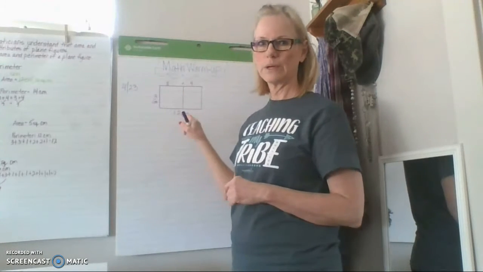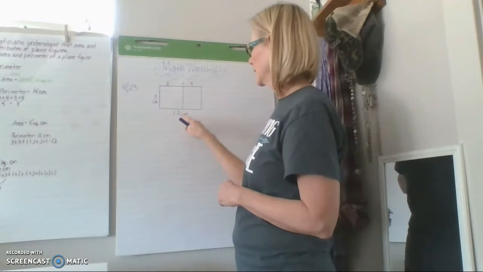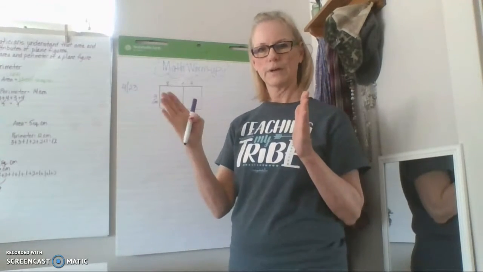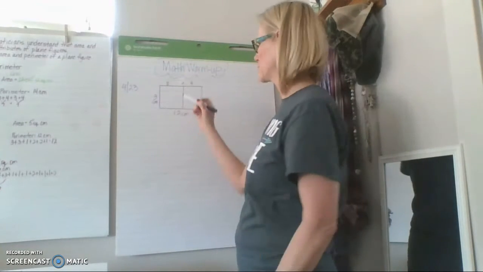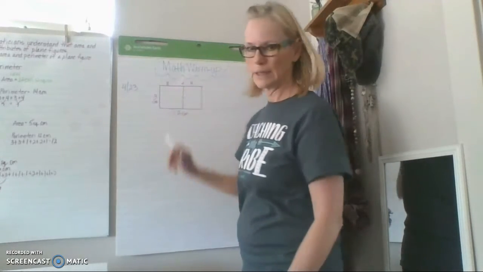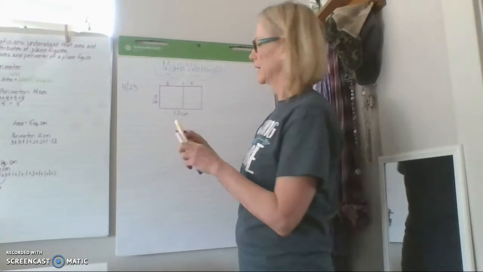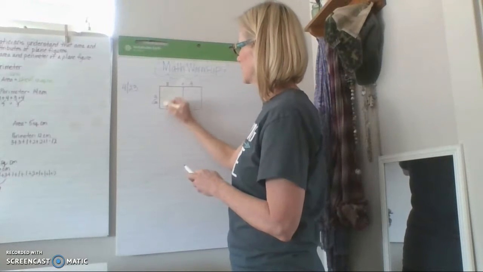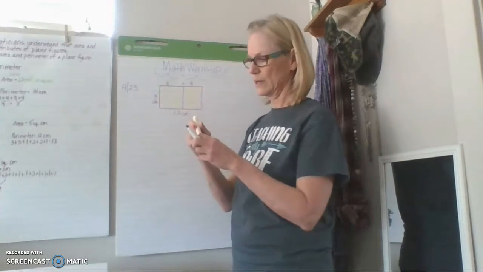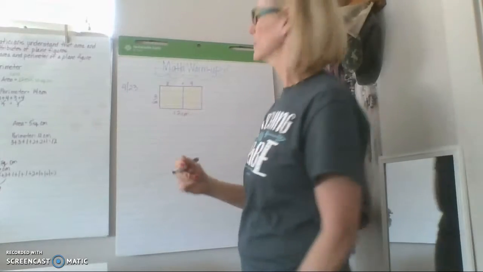So what I did was I took 12, the larger length, and divided it into two smaller shapes, 8 plus 4. So now I can figure out the area of this rectangle and the area of this rectangle, and then I'm going to add them together.